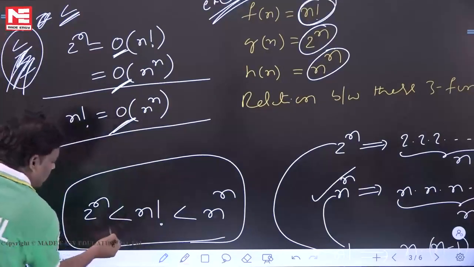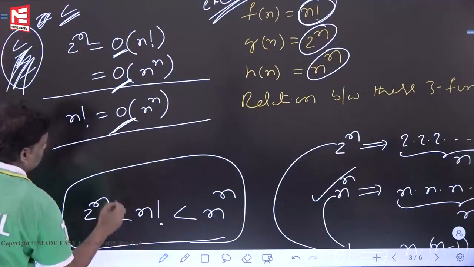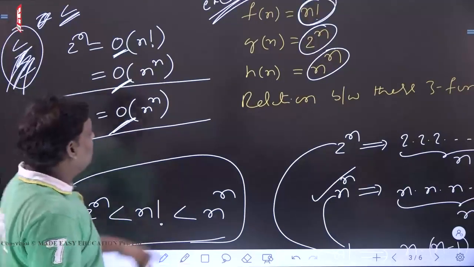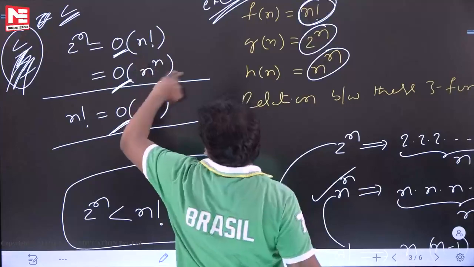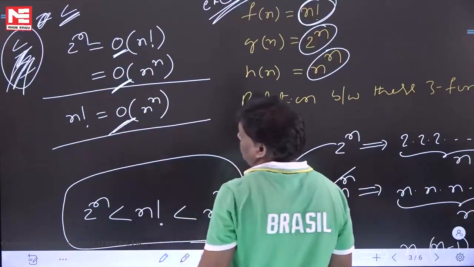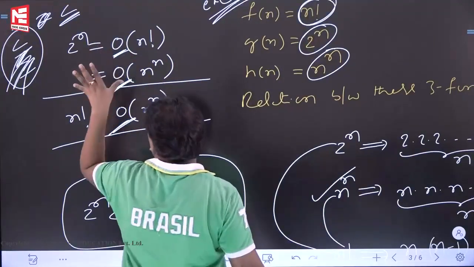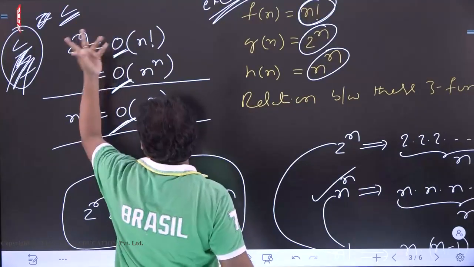That is the reason I have not written less than or equal to, I have written less than. Between these three, what is the relation? Like this. If you reverse it, then you can write omega also. But as it is, if you keep big O, only that is possible, omega is not possible.